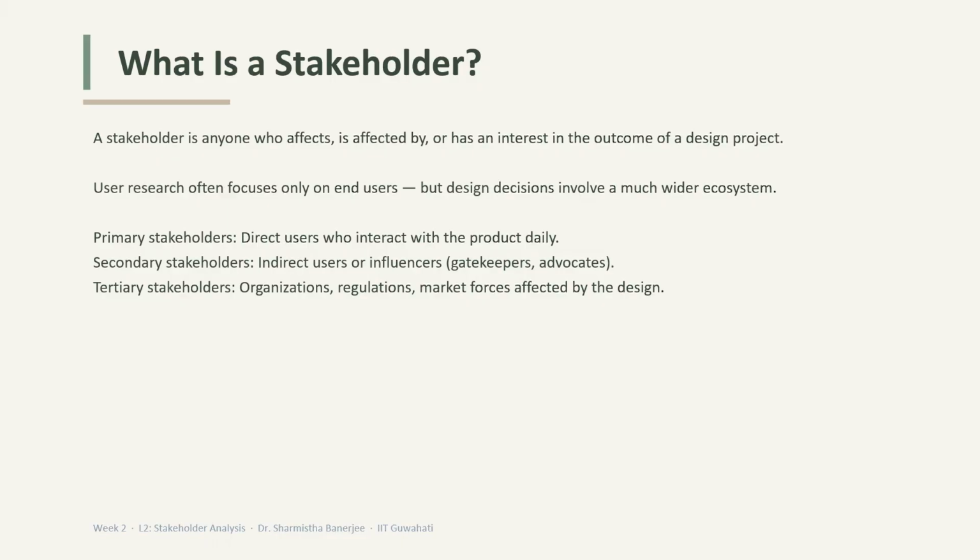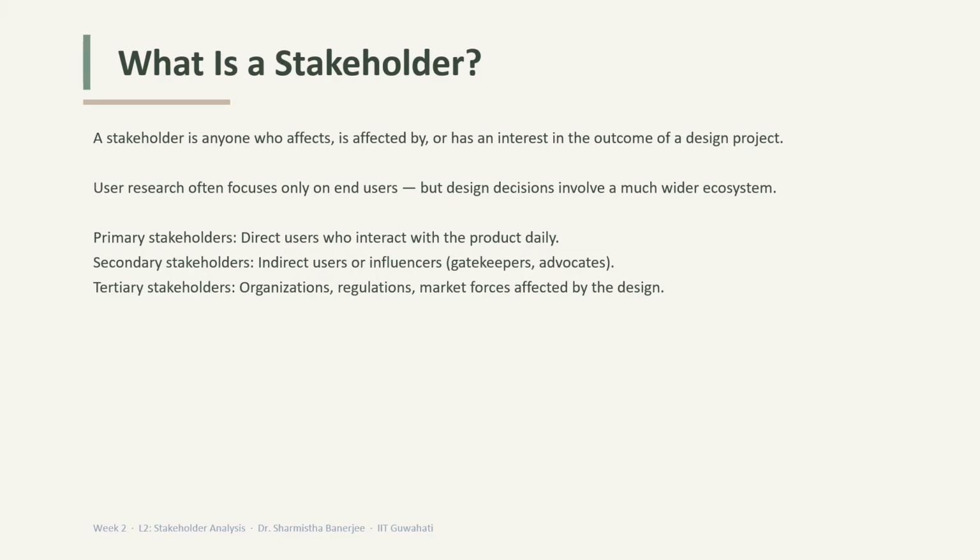Usually the word user research is used by many designers as, I will only do research with the end users. But design decisions involve this much wider ecosystem and we need to take this wide ecosystem into account. So I can say widely that my stakeholders can be put into three categories: the primary stakeholders, the secondary stakeholders, and the tertiary stakeholders. Primary stakeholders are all the direct users who interact with the product daily. In the case of this flyover, it will be all the commuters.